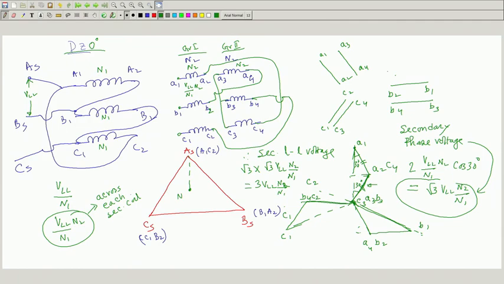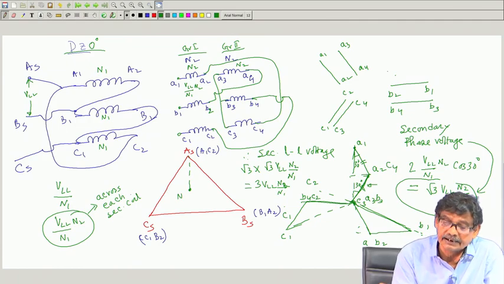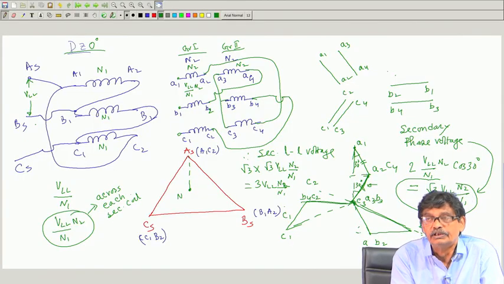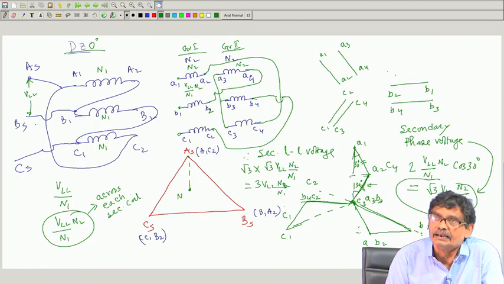Similarly, try on your own, that star zigzag connection: if the line to line voltage is known, what is going to be the phase voltage and the line to line voltage.